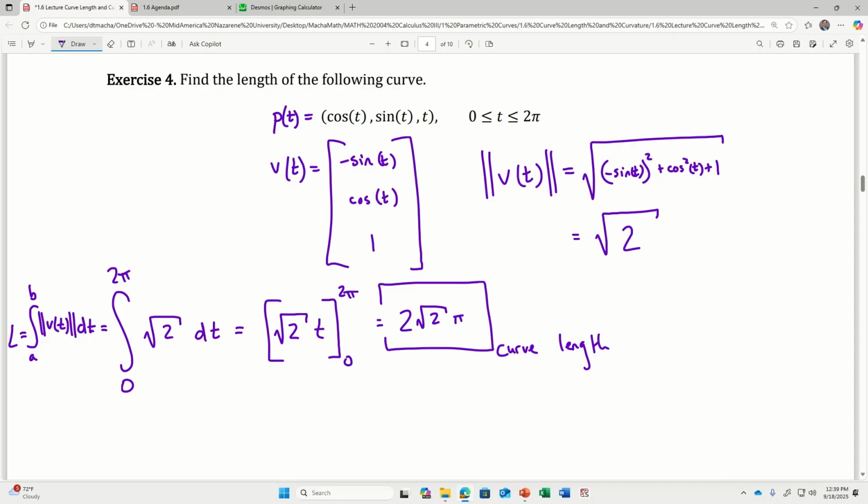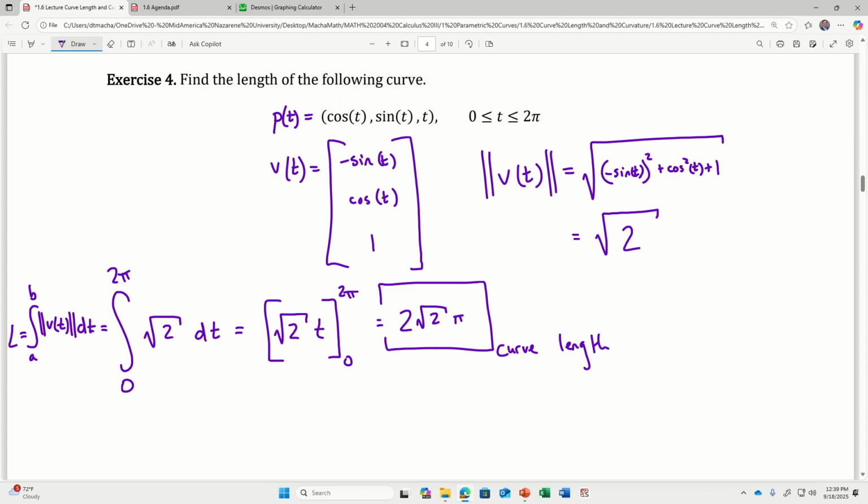So cosine t, sine t, we've plotted this before in GeoGebra. It just makes a helix. It's circular in the x and y directions, and then in the z direction it just increases with t. So we're talking about a helix. If the z coordinate was just 0 and it stayed in the xy plane, then the curve length from 0 to 2 pi would just be 2 pi, because it's a unit circle.